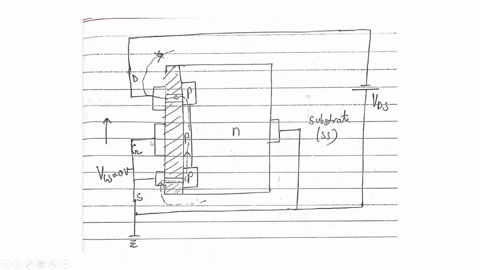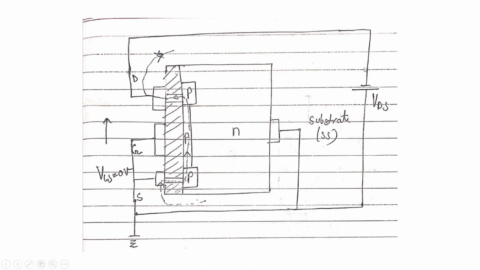Now, we have connected G and S and connected these two to ground. This means VGS is equal to 0. And we are applying a negative voltage between the drain and source terminals here. In N-type, we apply positive voltage. In P-type, we apply negative voltage. Now, we will see the working.